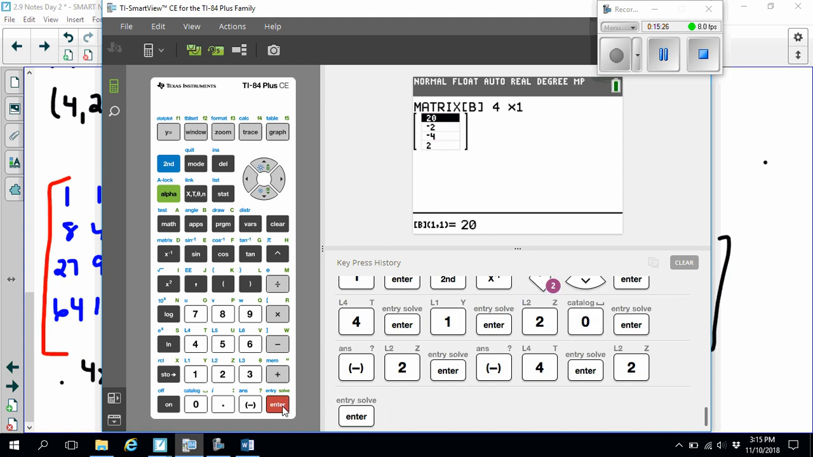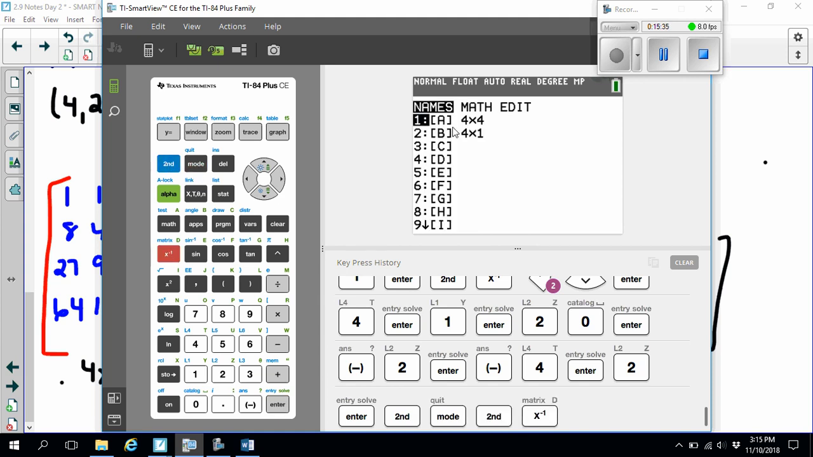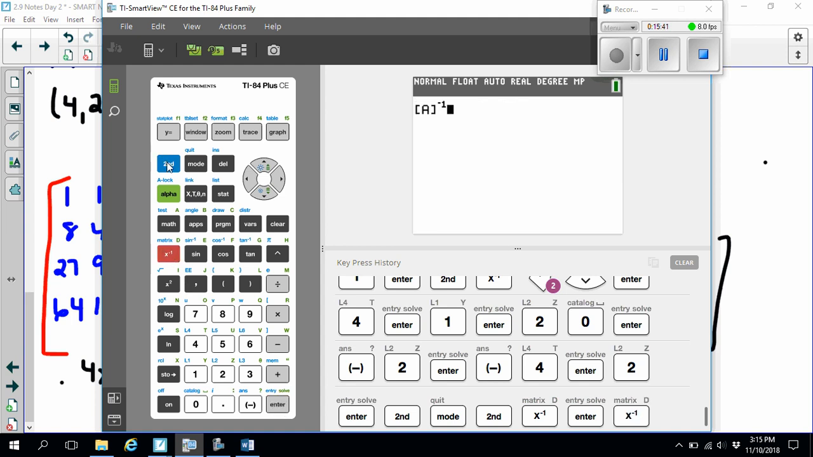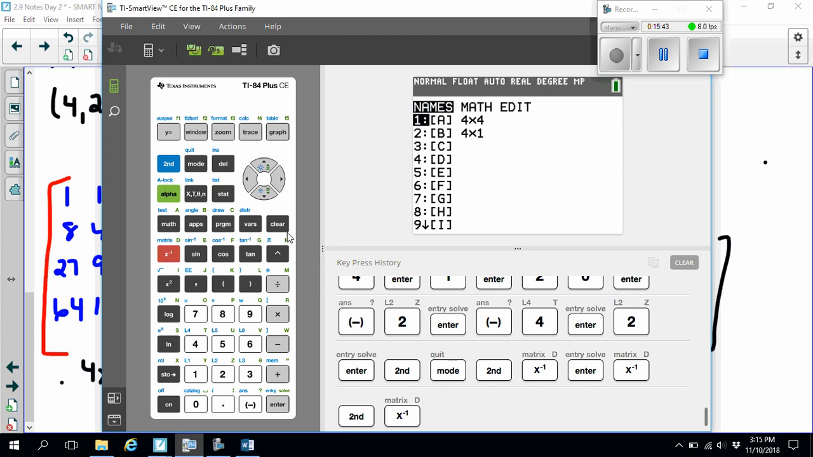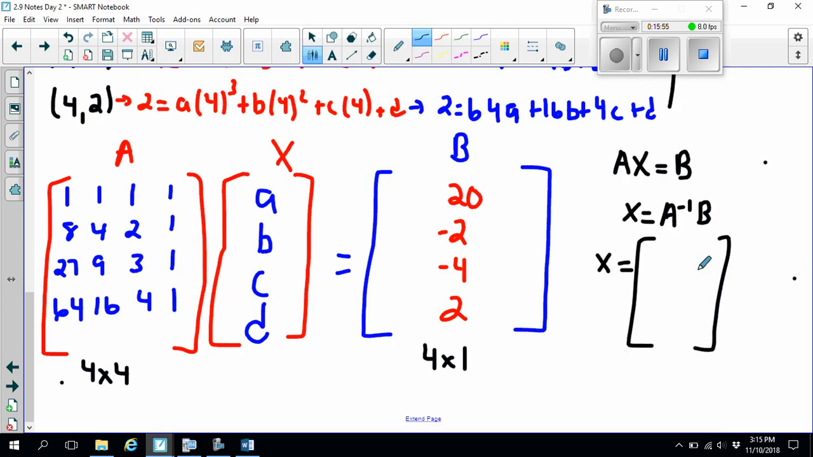Now, once I've done that, I got to go back to the main screen. To do that, we do second mode. And then once again, we go to second matrix. We do A, we press enter. Now remember, we want the inverse of that, so press the inverse key. Then once again, we go to second matrix, and then go down to B. From here, we press enter. And then here are the values we get. We get -2, 22, -74, and 74. So I'm going to write those out.